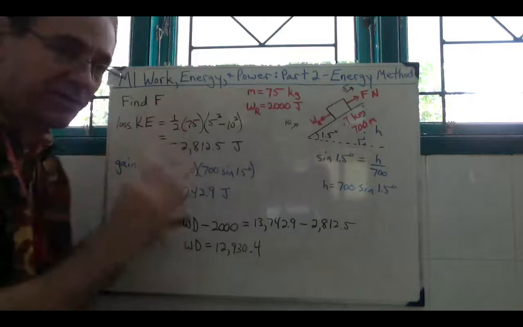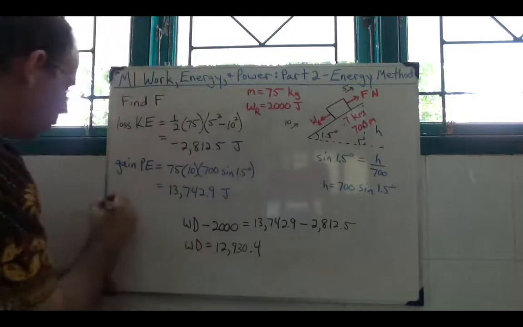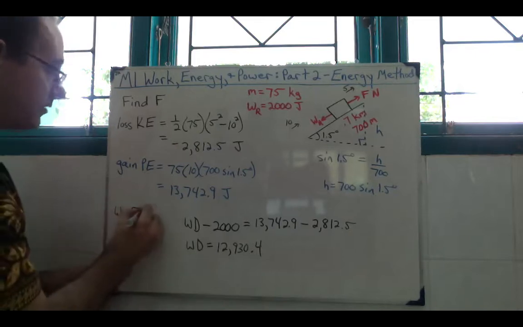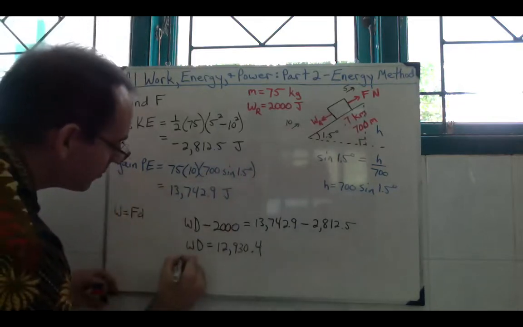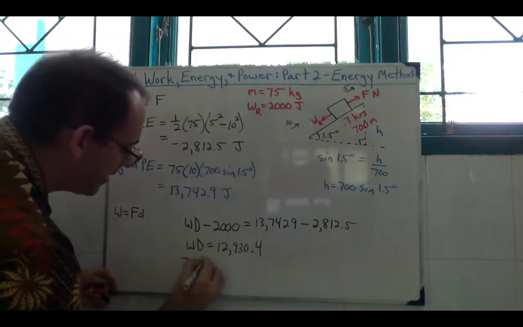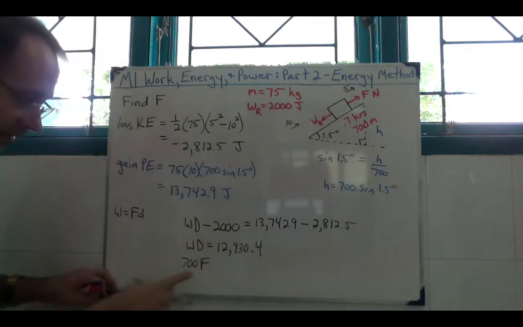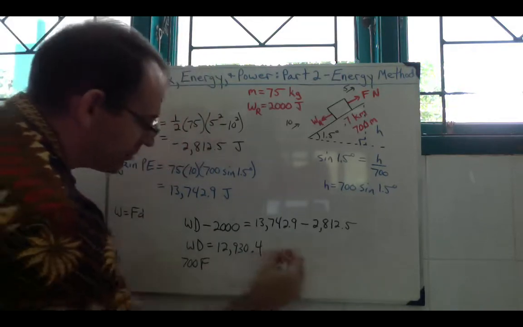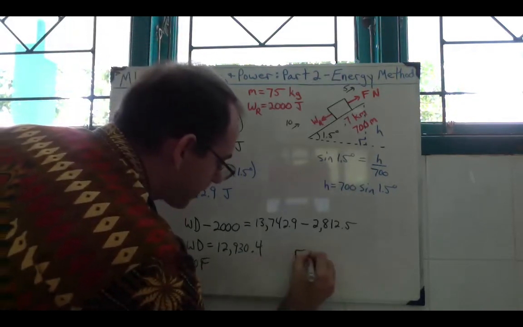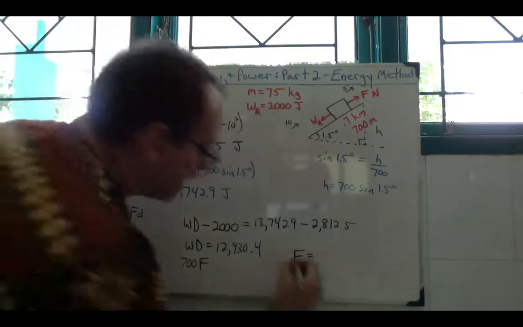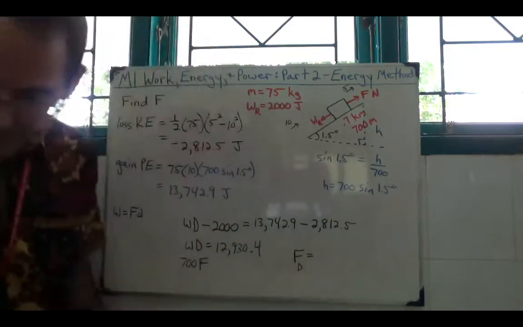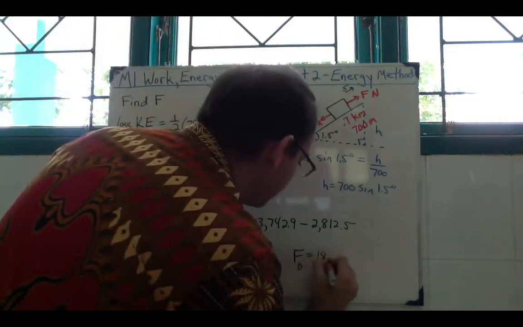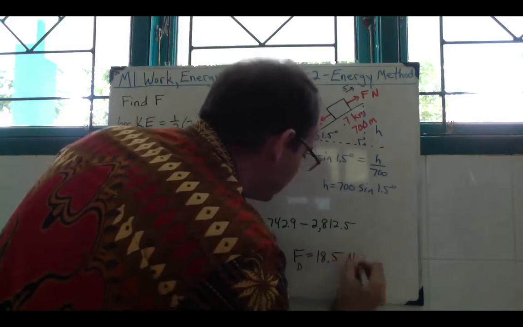We want to find the force itself. And work is force times distance. So the distance is 700. So this is 700 F. The force times 700 is the work. So when we divide both sides by 700, our driving force then comes out to 18.5 newtons.